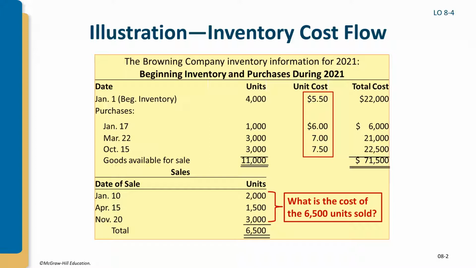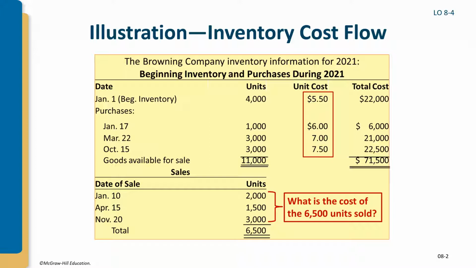So we have the Browning Company inventory information for 2021 as follows. Let's just give this inventory a name. Let's just say it's toilet paper. Okay, so on January 1, Browning Company starts with 4,000 toilet paper rolls. Let's find something even easier. Let's just make it coffee cups, or cups. 4,000 cups. Each cup costs $5.50. Okay, so that's what they started their inventory with.